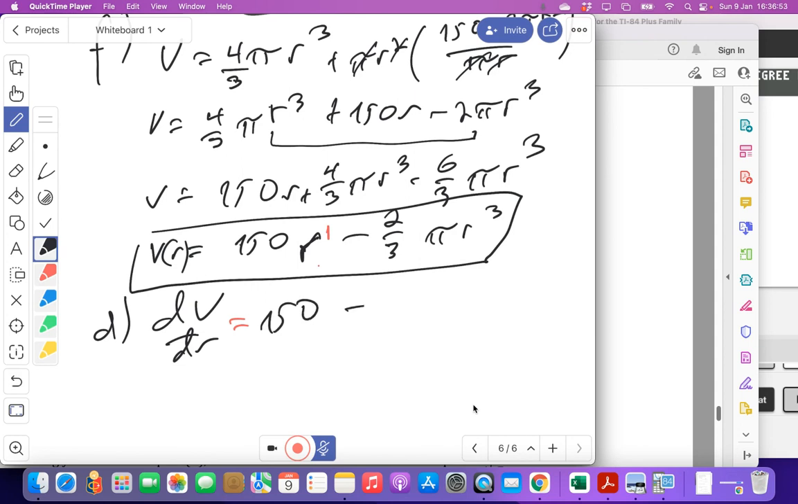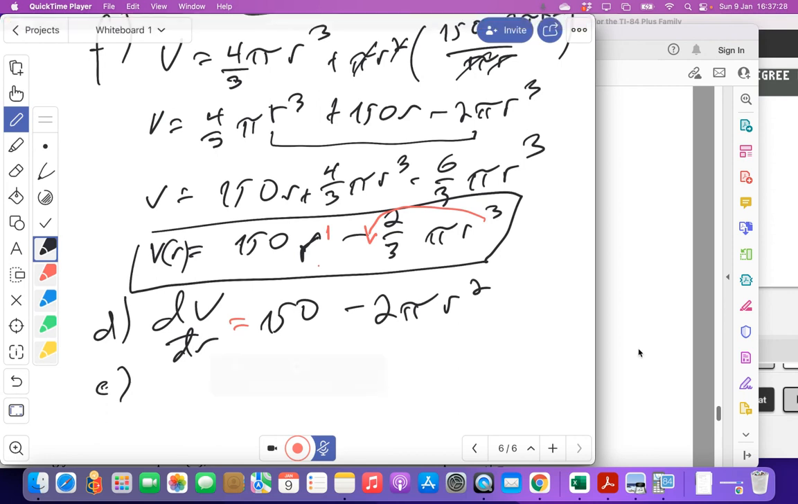Okay, that's the gradient of that, the rate of change of that part of the equation. Now for this term, I'm going to take the 3 down front, and then I'm going to take away 1 from 3. So 3 times 2 over 3 is going to be 2, and then left with r squared. Okay, so this is dV/dr, the rate of change of volume with respect to radius.